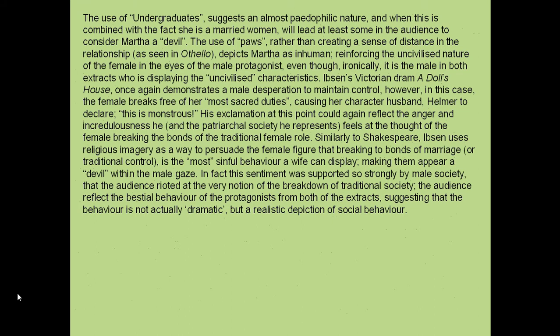The use of "undergraduates", so we're still continuing on with our second text, suggests an almost paedophilic nature, and when this is combined with the fact that she is a married woman, will lead at least some in the audience to consider Martha a devil, so there's my link. The use of pause, rather than creating a sense of distance in the relationship as seen in Othello, depicts Martha as inhuman, reinforcing the uncivilized nature of the female in the eyes of the male protagonist, even though, ironically, it is a male in both extracts who is displaying the uncivilized characteristics.